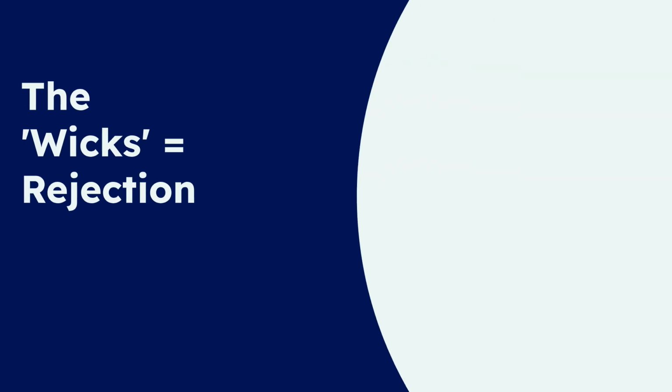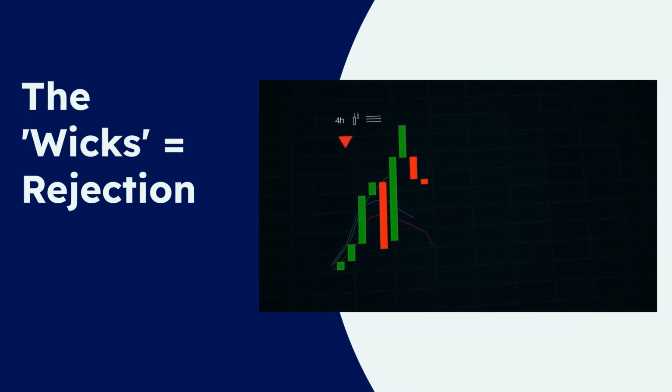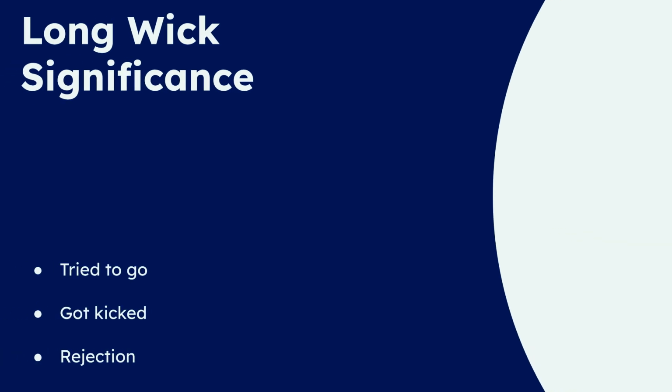But look at those thin lines sticking out of the top and bottom. Those are the wicks. Think of a wick like a shadow. A wick shows you everywhere the price tried to go but got kicked out. If you see a long wick on the top of a candle, it means the buyers tried to push it high, but the sellers slammed the door in their face.